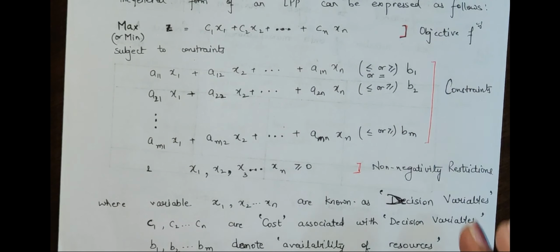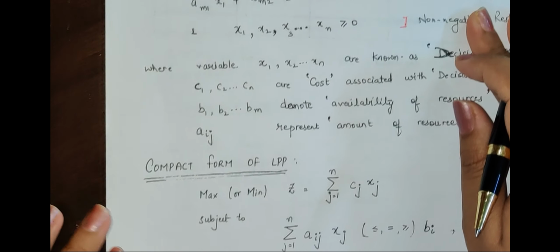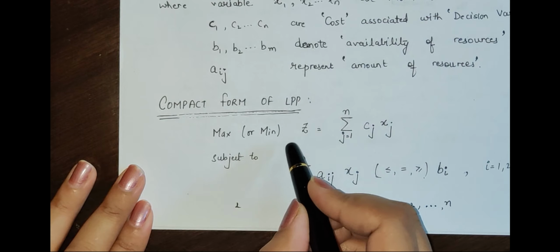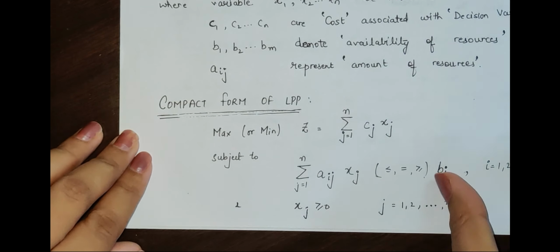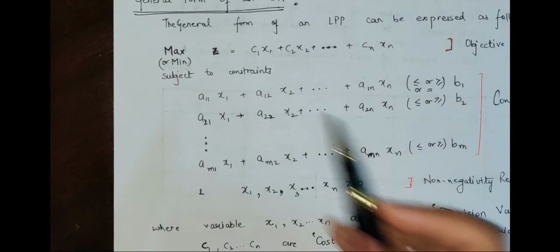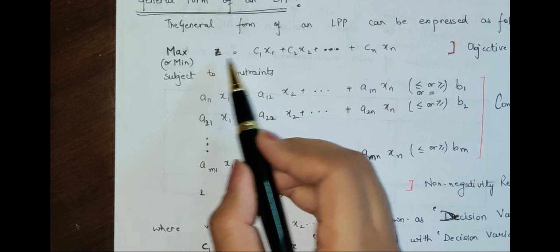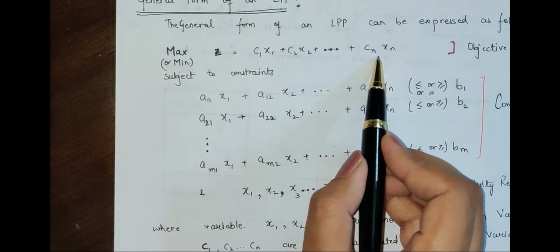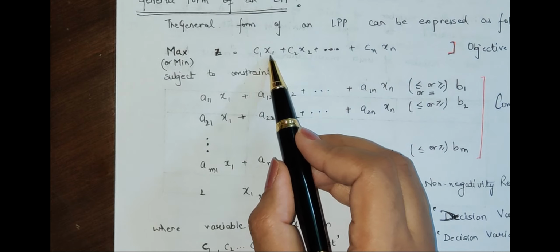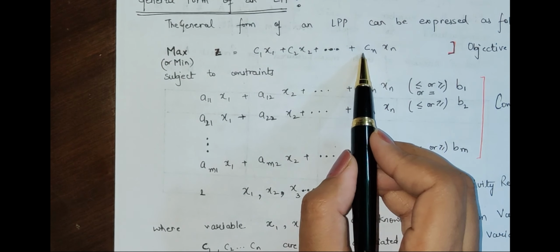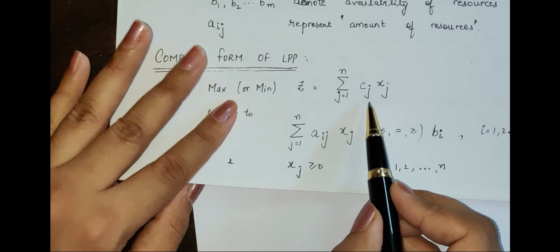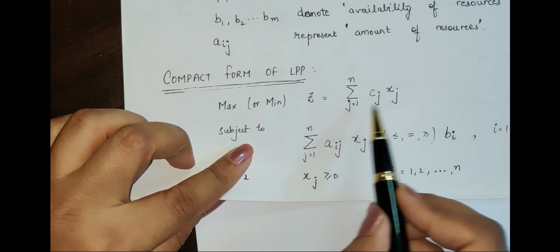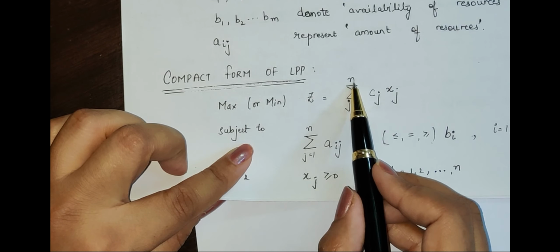So let us have a look at the compact form. So this is my compact form of LPP. Now how do we write it? I saw that my objective function z was c1 x1, c2 x2, and so on till cn xn. So definitely it is like a summation. So what symbol do I use? I write it like this: summation cj xj, j going from 1 to n.